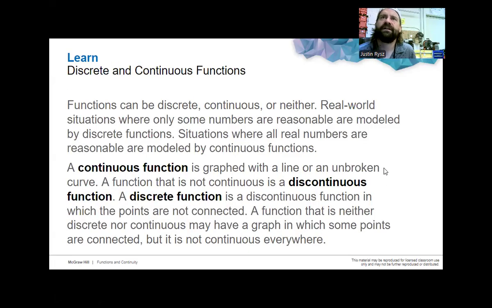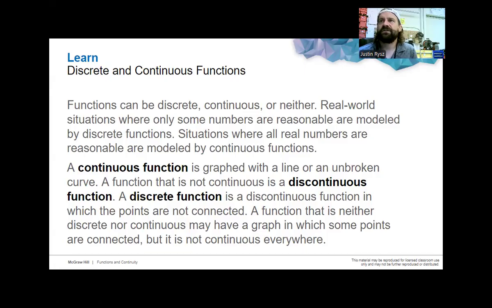Last thing we're going to talk about here is discrete and continuous functions. Functions can be one of three things: they can be discrete, they can be continuous, or neither. Real world situations where only some numbers are reasonable are modeled by discrete functions, something where you wouldn't be using decimals or anything like that.